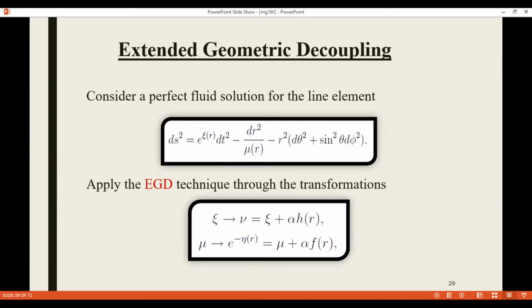Now we use the extended geometric decoupling technique. In this technique, we in fact modify both radial as well as temporal components. So we consider a perfect fluid solution for the line element, and we apply the extended geometric technique. This means we can modify the radial as well as temporal component. So here alpha is the coupling parameter, H and F are the arbitrary functions which have been added to the original metric functions.